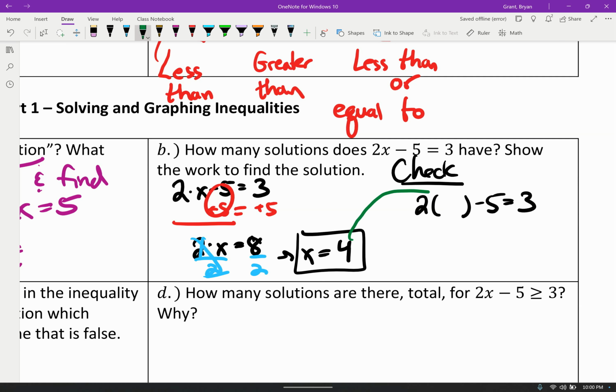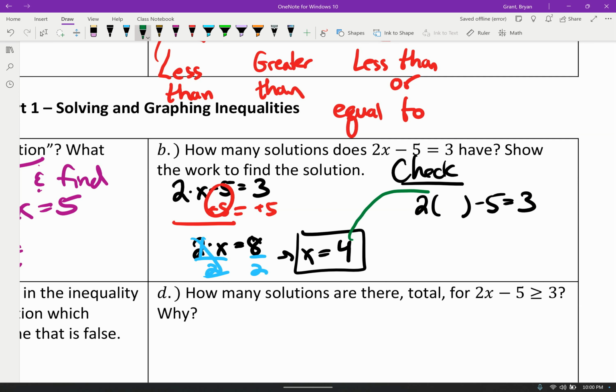So when we tried these x values, we found 2 numbers that were solutions and 3 that weren't. So how many solutions do you think there are? Well, I found 2. But what if I tried something like 1,000? Can you do the mental math here? 2 times 1,000 minus 5. I'm pretty sure that's going to be bigger than 3. Same with 10,000. And so hopefully you're thinking that there are an infinite number of solutions.